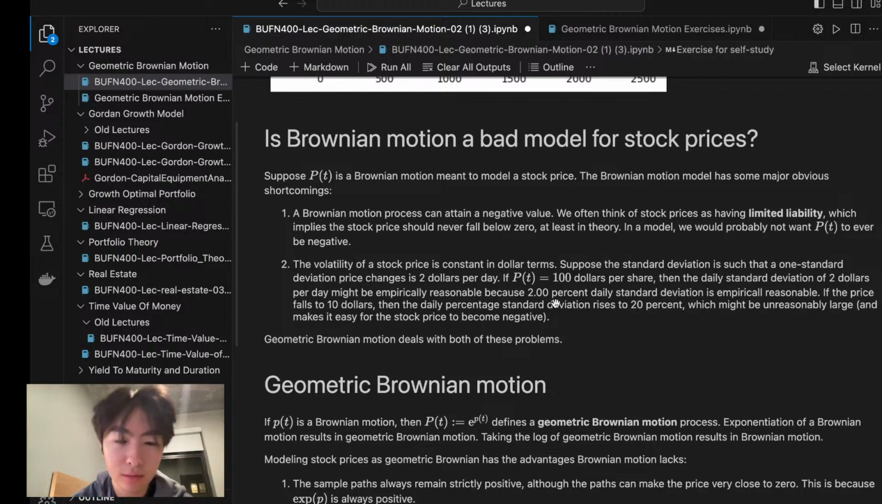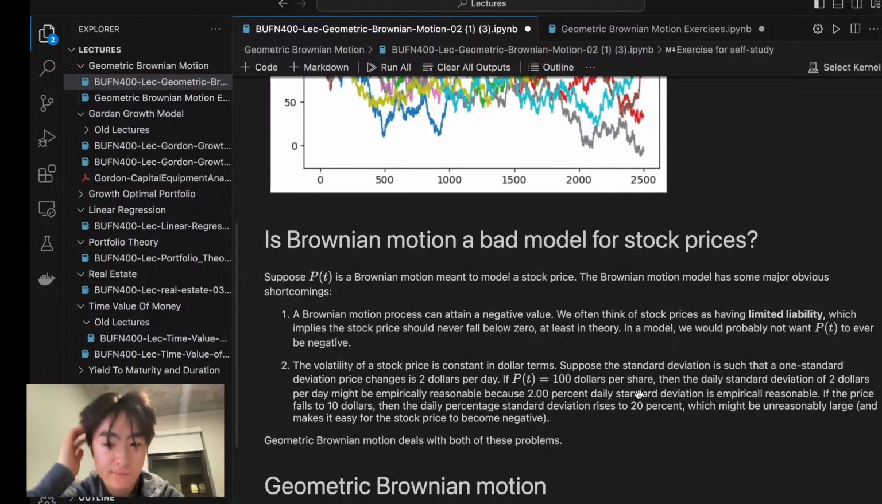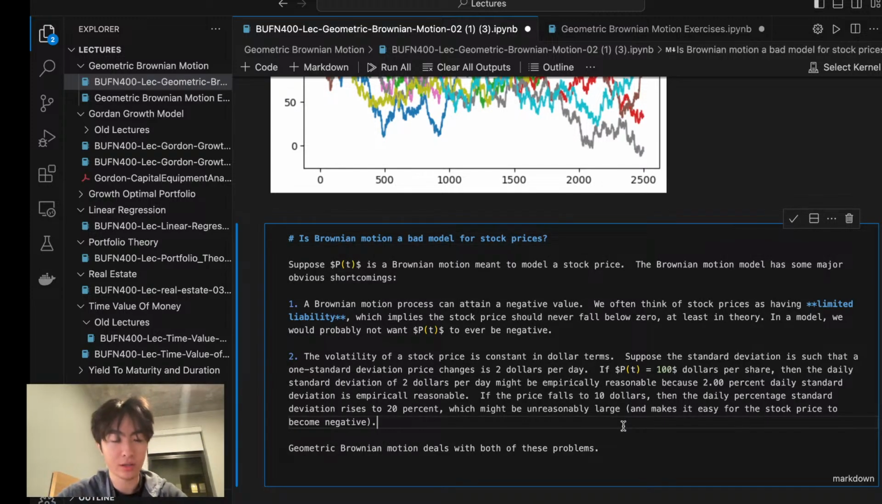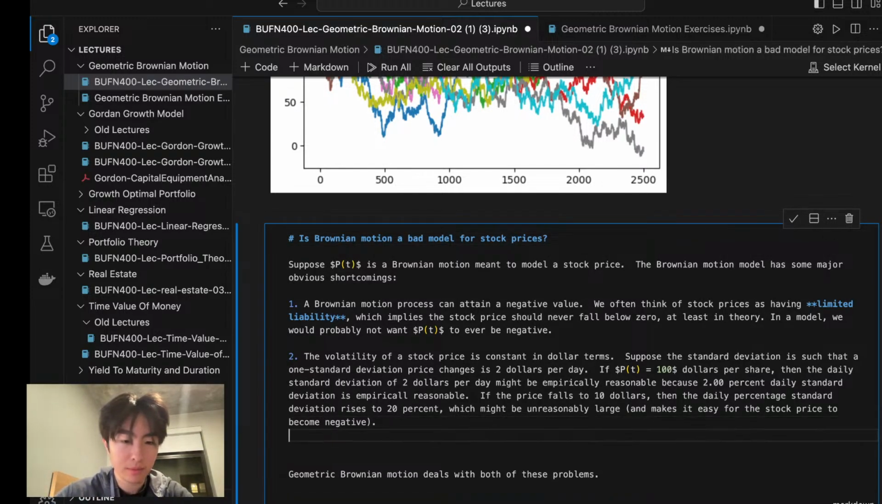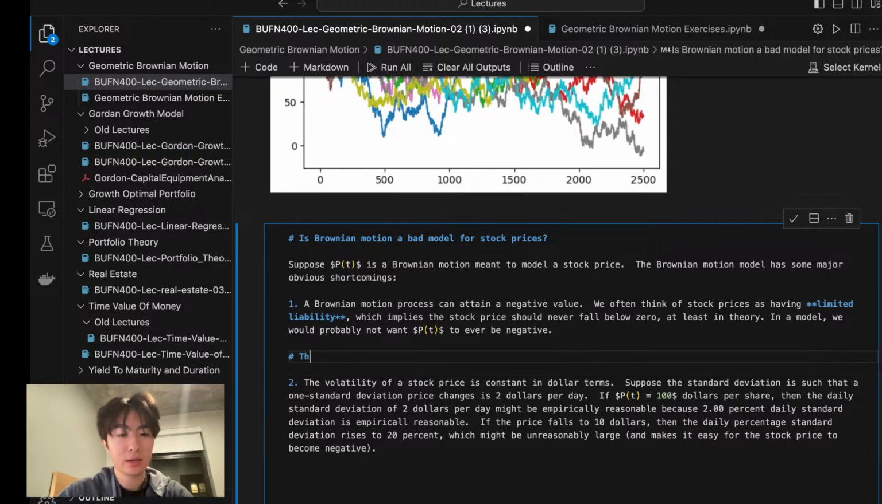One standard deviation price change is $2 per day. P of t is equal to $100 per share. Then if P of t is equal to $100 per share, then the daily standard deviation of $2. So this is kind of confusing. Let me mark this here. This one is confusing.